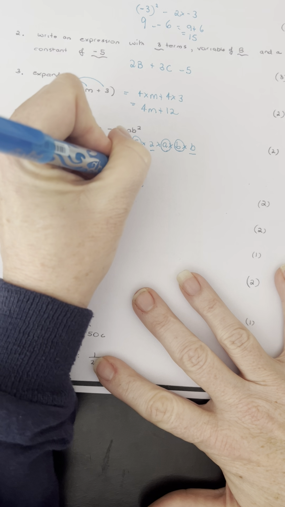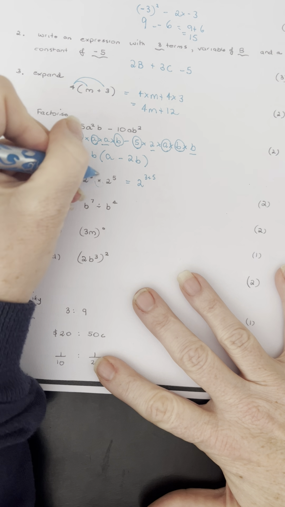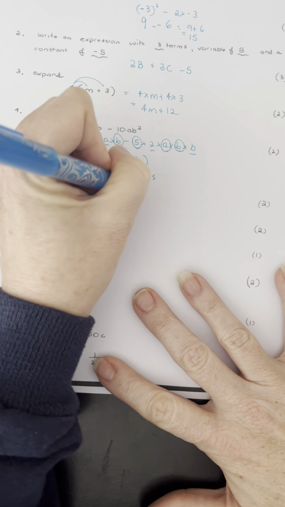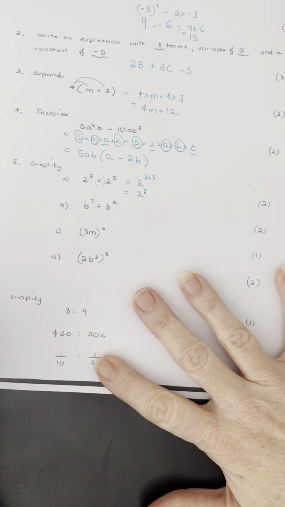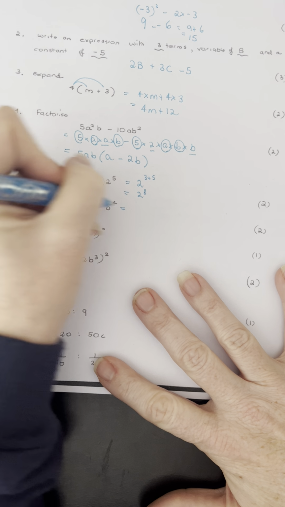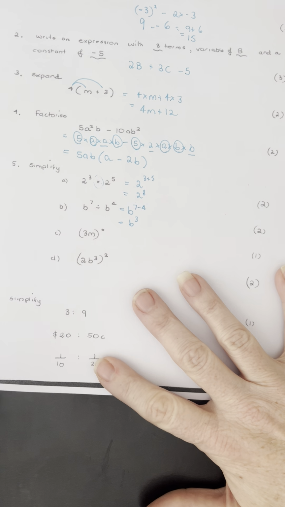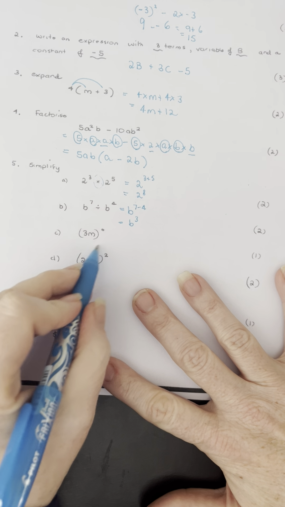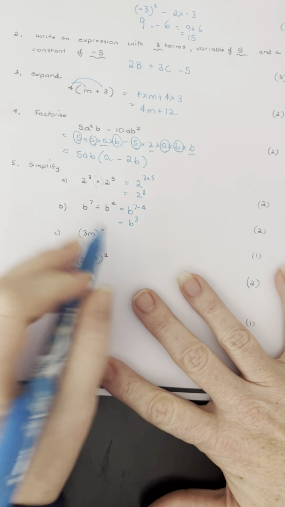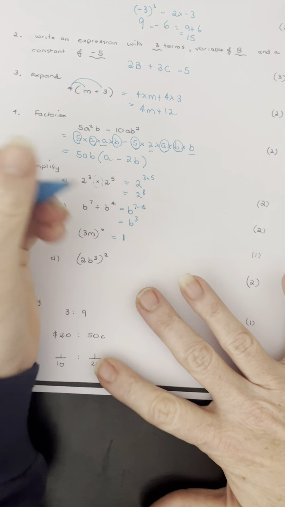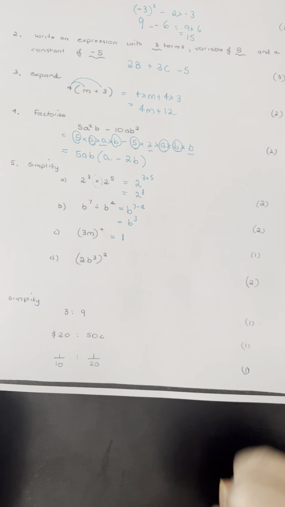Here we've got using our index laws to simplify. So we've got 2 to the power of 3 plus 5 because we're multiplying 2 that have the same base. So that will be 2 to the power of 8. Here we're dividing, so we'll have 7 take 4, which will be b to the power of 3. Here we've got a bracket being raised to a 0, so that means our answer is going to be 1. Anything raised to the power of 0 is 1.